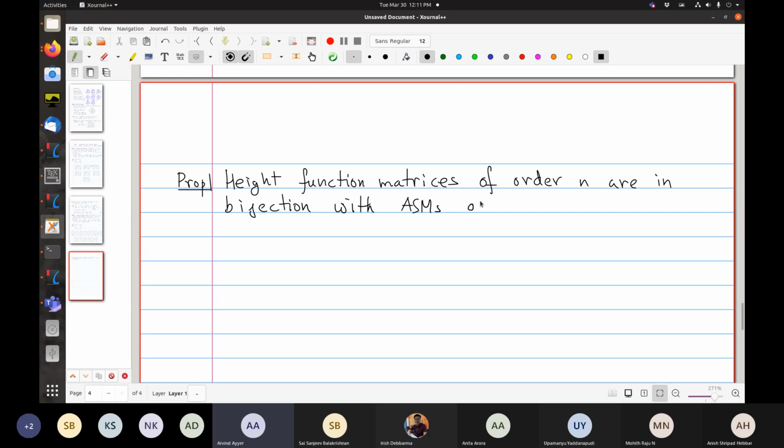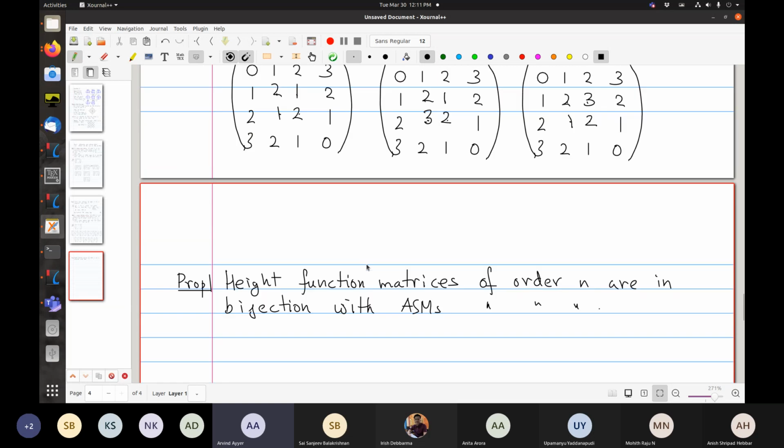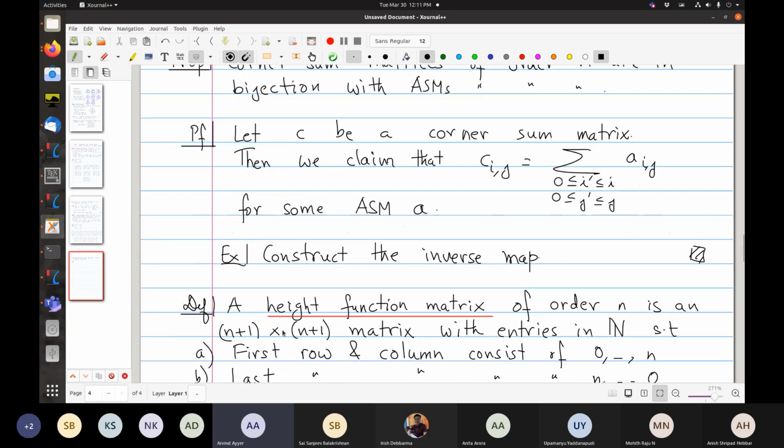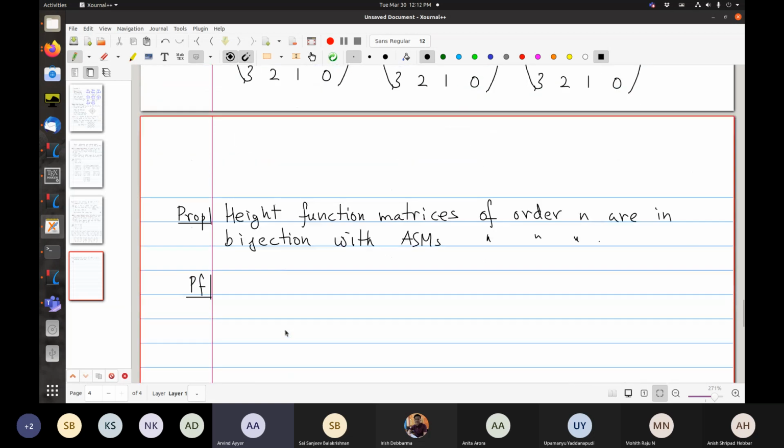With ASMs of order n. The way this is stated is maybe a little silly, because all the content of this is that there are as many height function matrices of order n as there are ASMs of order n, but somehow I want to say that there is a natural bijection. So the proof is again by an explicit construction.